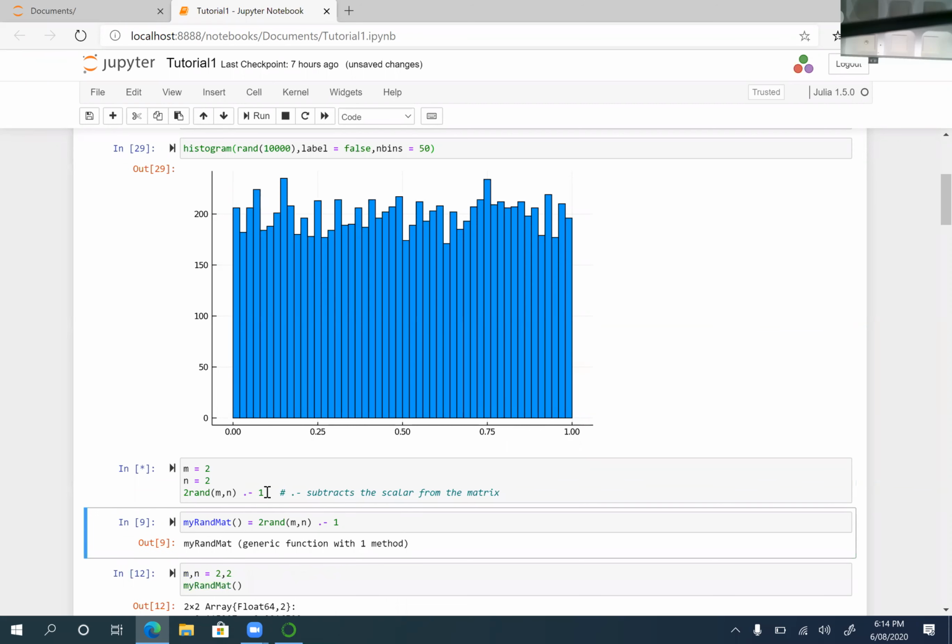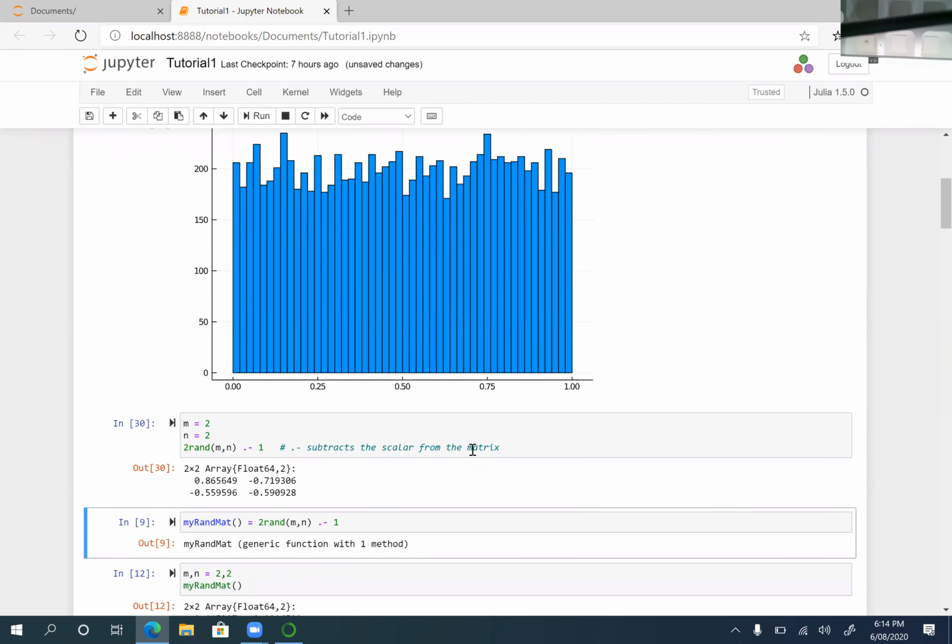Let's try that, Shift and Enter. Okay, and so now we see that the entries are between -1 and 1, which is what we want. Okay, good. Now next what we're going to do is build a function to do this, because we'll want to use this function again and again. So we're defining a function, myRandMat. There's an uppercase R and an uppercase M there.